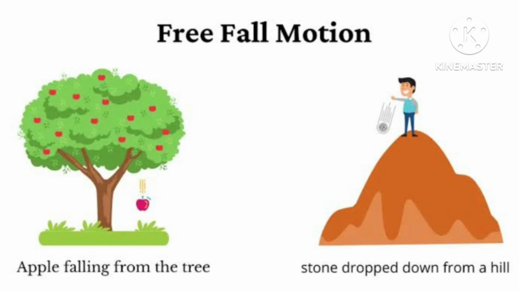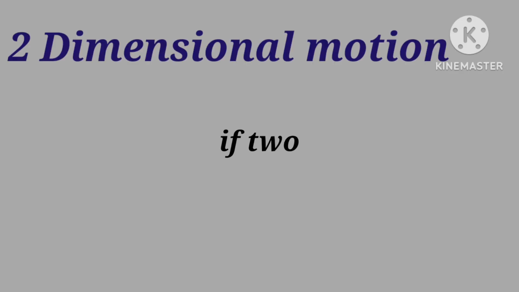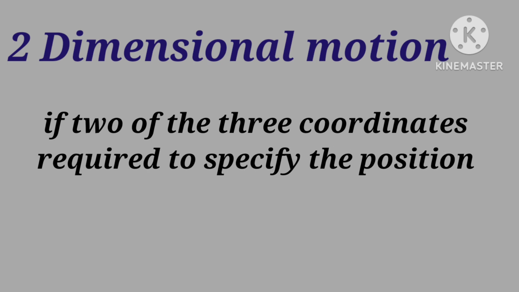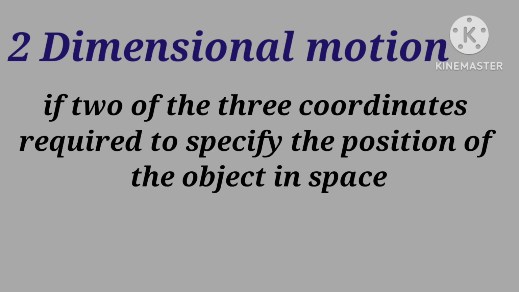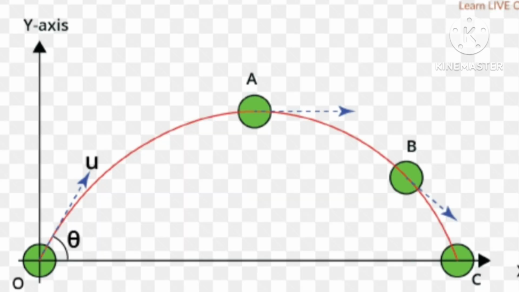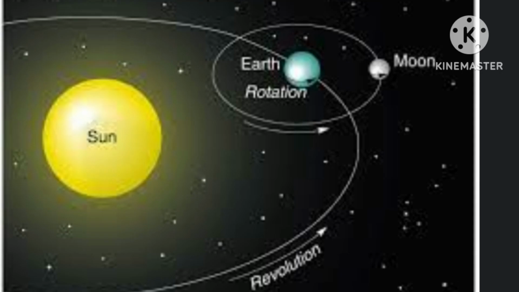freely under gravity. Next is two-dimensional motion. If two of the three coordinates are required to specify the position of the object in space, then this motion is called two-dimensional motion. In such a motion, the object moves in a plane. For example, the earth revolving around the sun and water falling from a pressurized pipe.